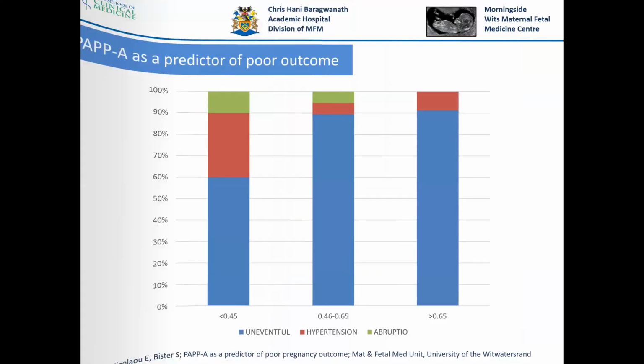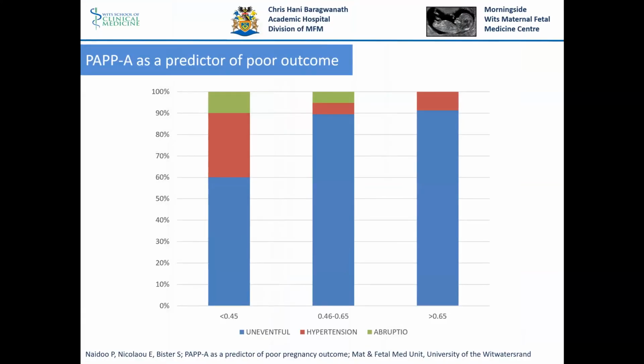The PAPP-A, we always did as a marker for Down syndrome. We always suspected the issue of PAPP-A and placenta function, but again, we didn't have enough strong data to use the PAPP-A as a predictor of good or bad outcome. But now we have enough data to know, and we have looked at our own numbers in our university, and we know that the lower the PAPP-A, the higher the risk of a patient to develop high blood pressure, abruptio, and for the baby to end up in a neonatal ICU.